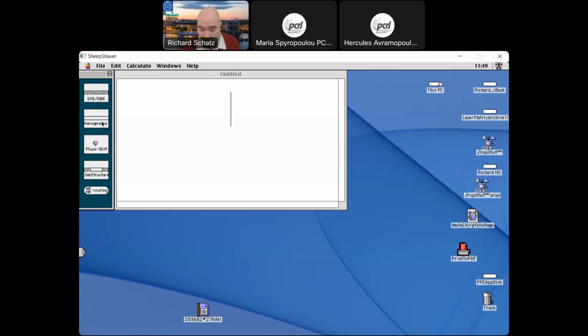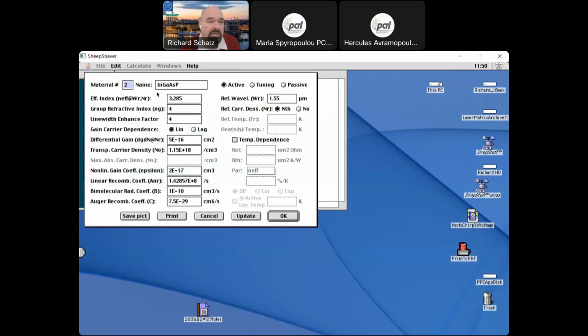So let's start by making a simple Fabry-Perot laser. I enter the material, the length, the current or current density, and the waveguide loss, and this is if you want to change the index. Let's look at the material first. Here are the material parameters.